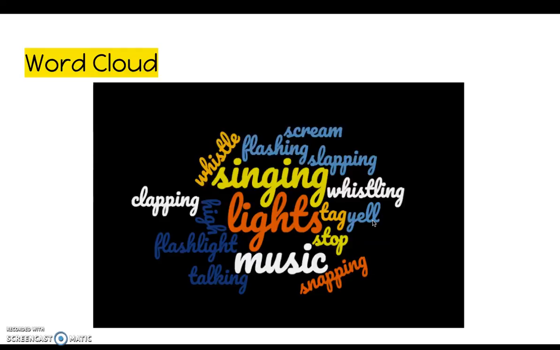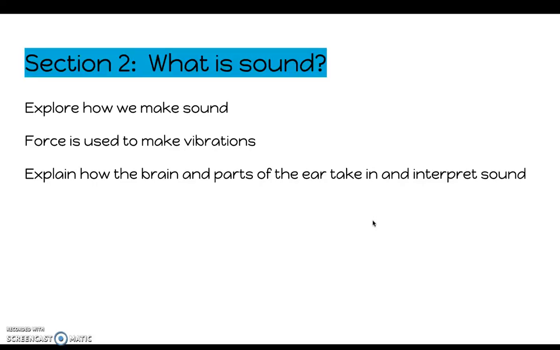So students said that they use light and sound to communicate with screaming, flashing lights, slapping hands, whistling. The whistling came up a lot. Singing, lights, stoplights. They talked about flashlight tag. They talked about light signals. They talked about snapping and clapping. Those are different ways that they can use their bodies and sounds to communicate. So I thought those were some pretty interesting observations.